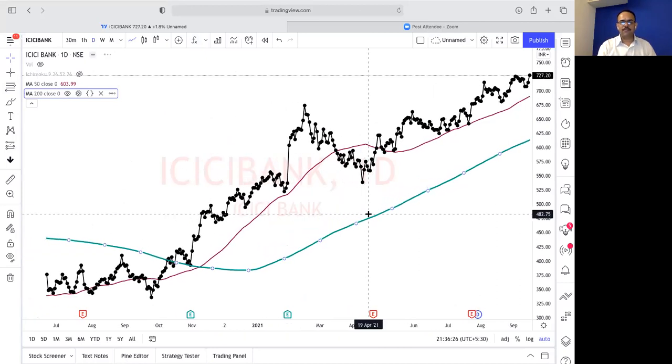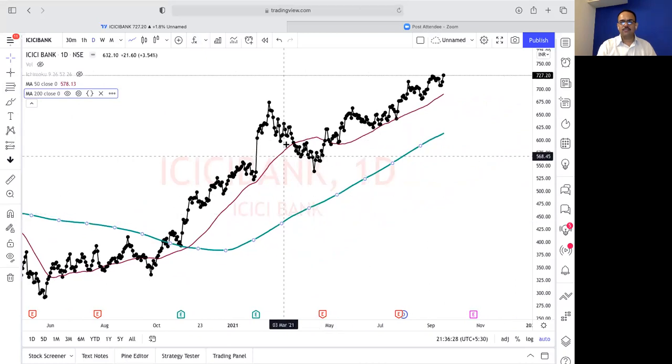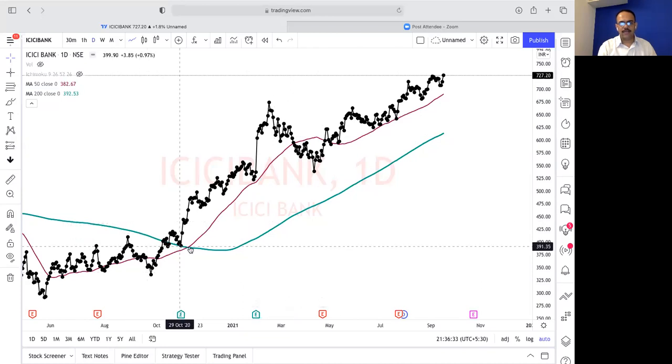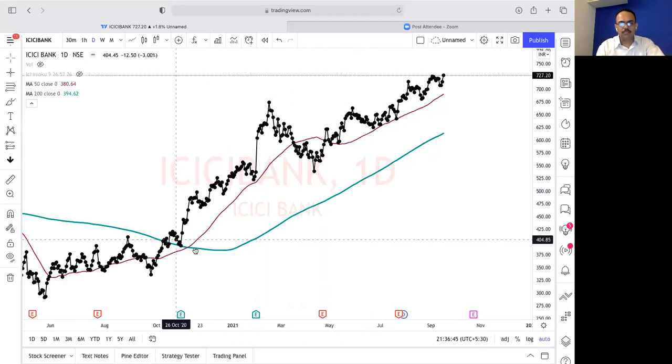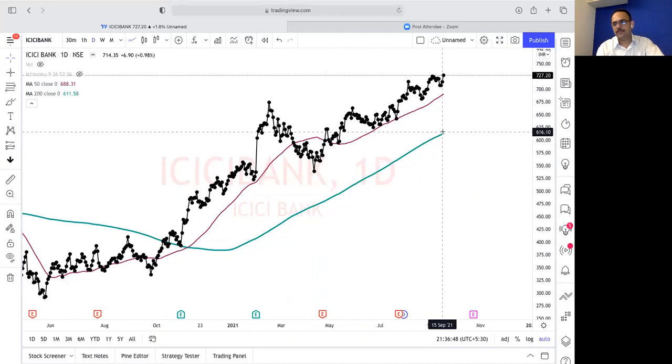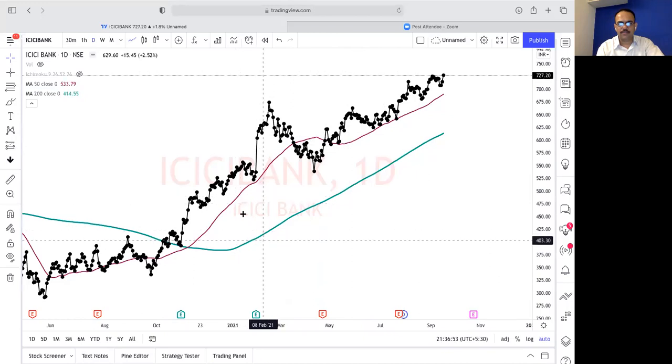Now see the difference between 50 and 200. This is 50, and this is 200. Everyone can see this? Can you see the difference? This is a 50-day moving average and this is 200. So this is slower to move, right? The 200-day moving average moves slowly. Agreed? People can observe the difference between 50 and 200.